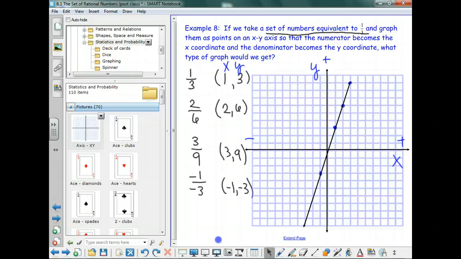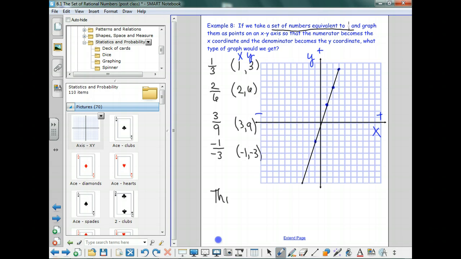So we have this picture, and the question asks us, what kind of graph do we get? This is a what? A line. Thank you, Marissa. Yes, this is a line. Let's describe this line for me. What do you know about this line? Okay, it is diagonal, but what do we need beyond just the word diagonal? Something with a slope. With a slope of what?